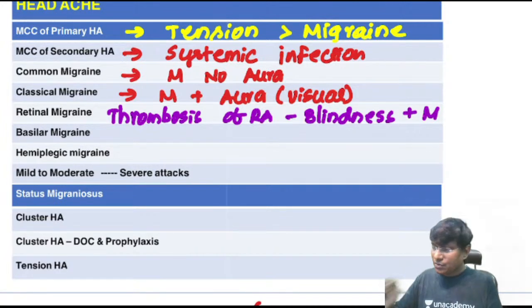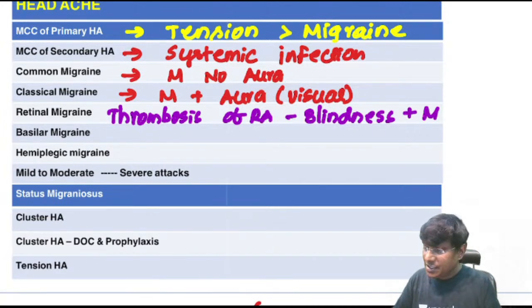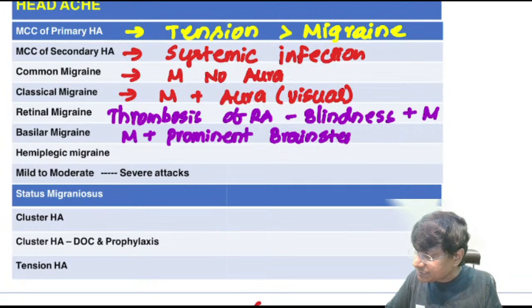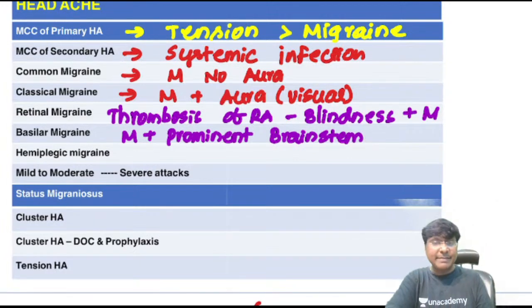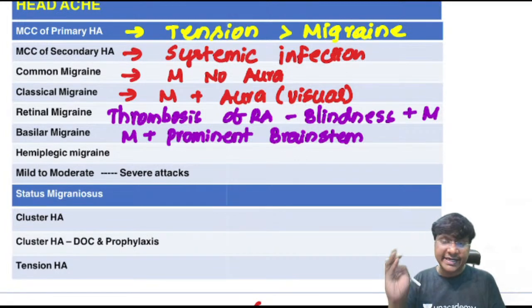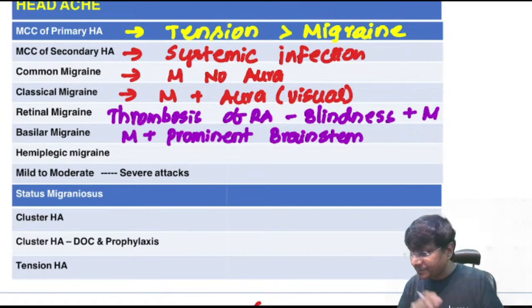Now let me discuss basilar migraine. Basilar migraine is where, along with migraine, the individual will have prominent brainstem symptoms. So what will be the prominent brainstem symptoms? The individual can have vertigo, staggering, incoordination of the limbs, and dysarthria.